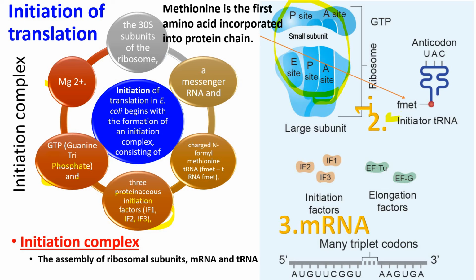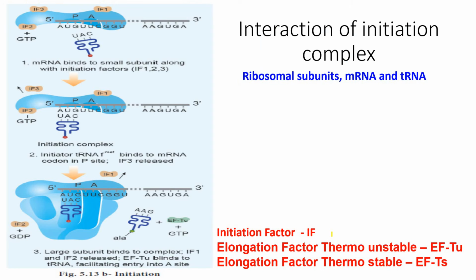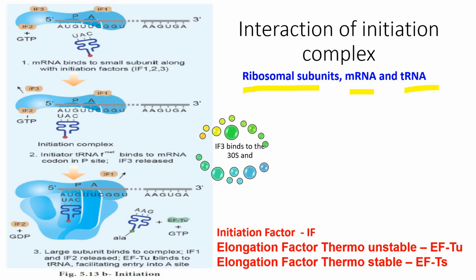And next one, the tRNA with the methionine, that is initiation. Then the third one is mRNA. See here, this is a three complex. Then the interaction of the initiation complex. Now only we studied the initiation complex. What are they? Ribosomal subunits, mRNA and tRNA. So these are all the initiation complex.